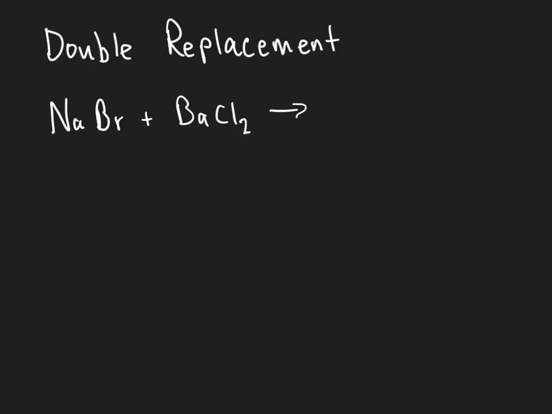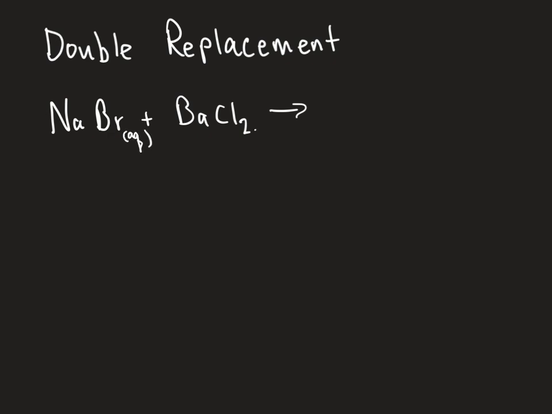Okay, the next type of reaction we're going to look at is called a double replacement reaction. Sometimes these are called precipitation reactions, because in order for this reaction to actually occur, you have to form a solid product, which is called a precipitate. So we're going to take two aqueous solutions and put them together.